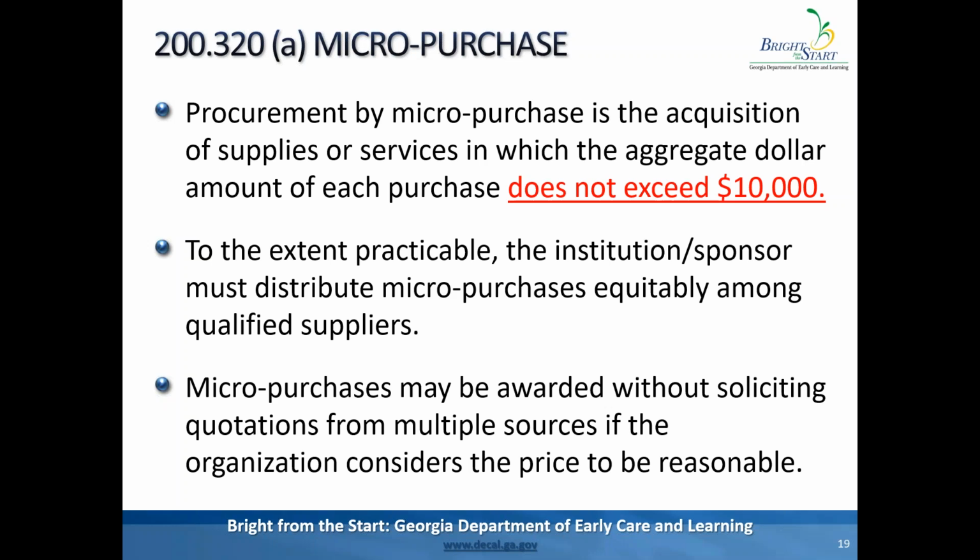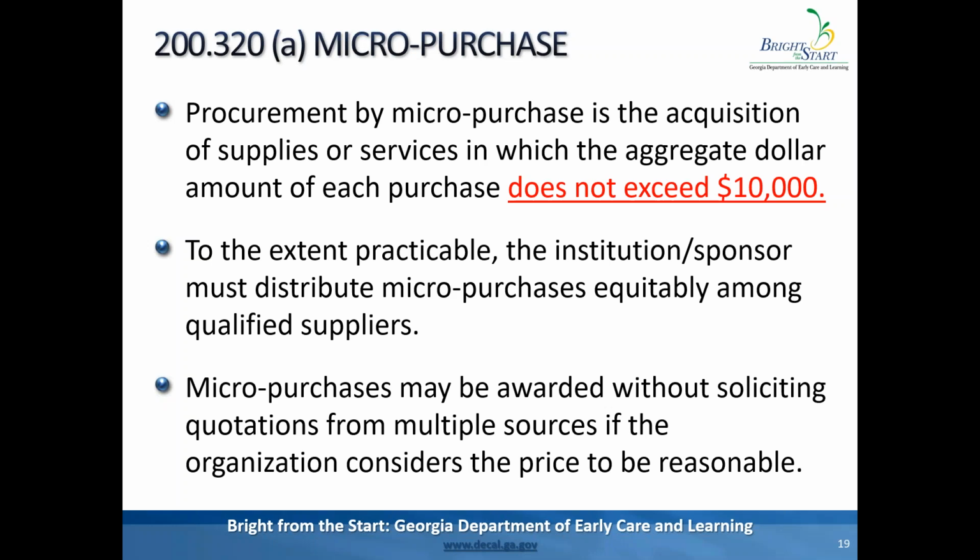So if there are no vendors in your area, if you know that you can constantly or consistently get, for example, milk for $1 cheaper utilizing vendor A versus utilizing vendor B, you may continue to purchase your milk from vendor A without having to rotate your vendors. But this practice and this explanation must be documented.